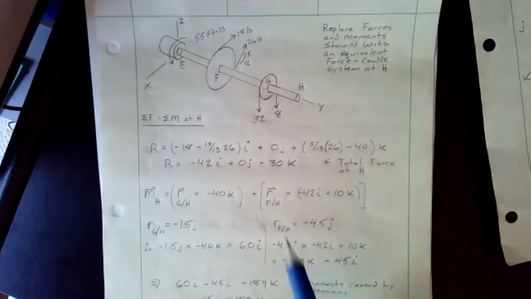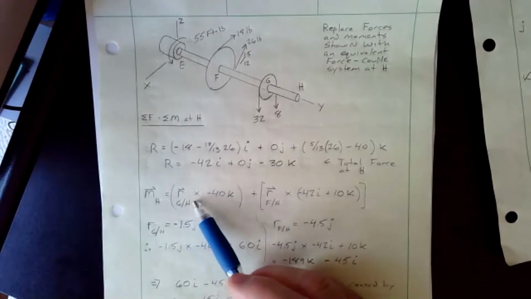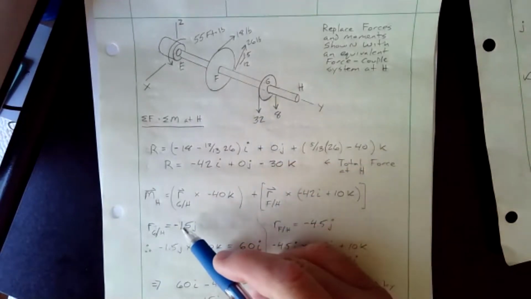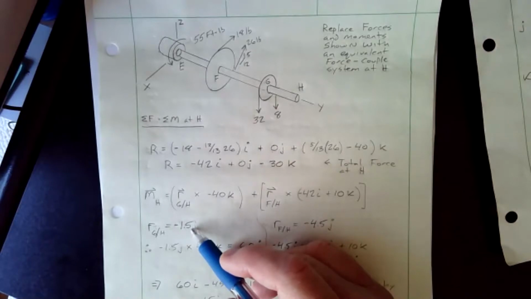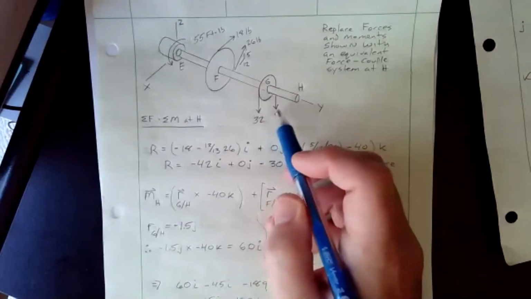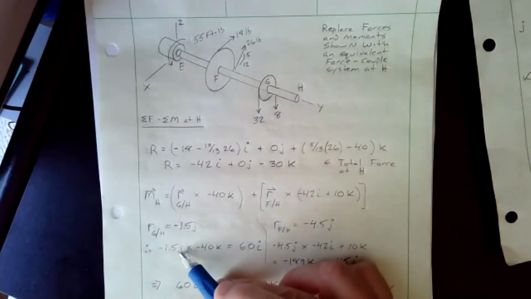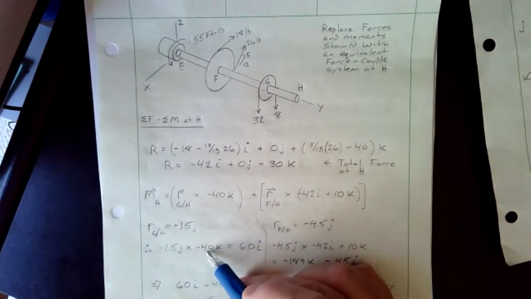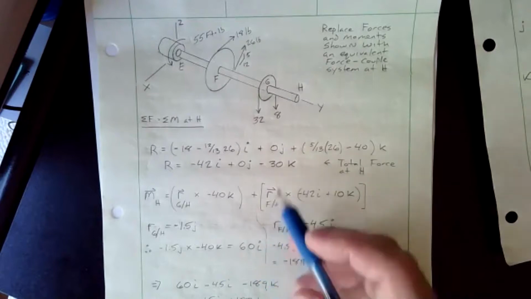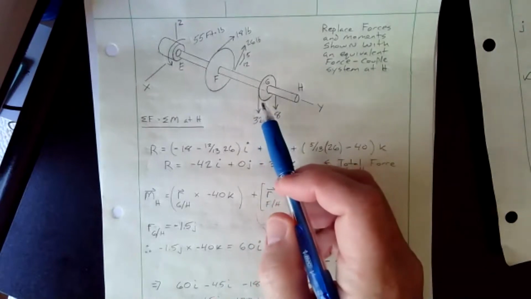First you're going to have your r of G relative to H. So you go from H to G, and we know that's just negative 1.5 in the J. And then once we get there, we have just negative 40K. So we have negative J cross negative K. That gives us a positive 60I. So we know we have 60 foot-pounds in the I. That's what's created by this.